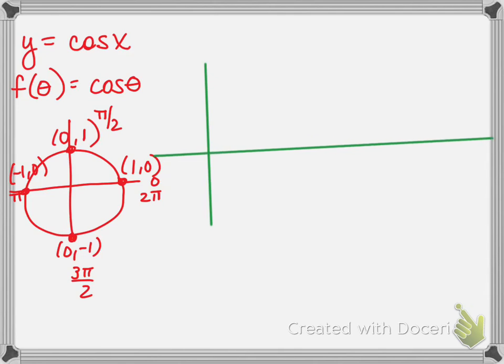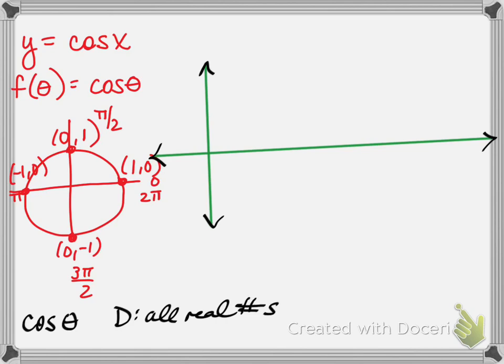Stretch the x-axis out. Cosine is also okay for all values of theta, so its domain is all real numbers. And its range, just like sine, is between -1 and 1. So if you tried a bunch of numbers on your calculator and you tried to take the cosine of them, every number you try would work, and all the answers would be between -1 and 1.